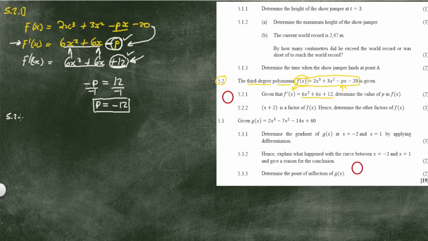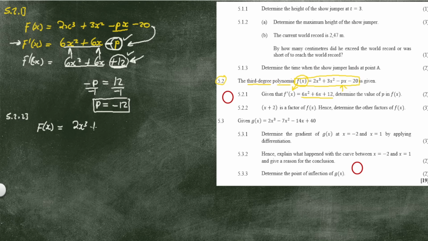So 5.2.2: x plus 2 is a factor of f of x. Hence determine the other factors of f of x. All right, this question is somehow related to the factor theorem. Now this is f of x, the full equation.